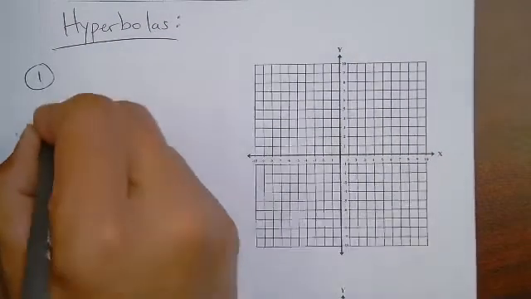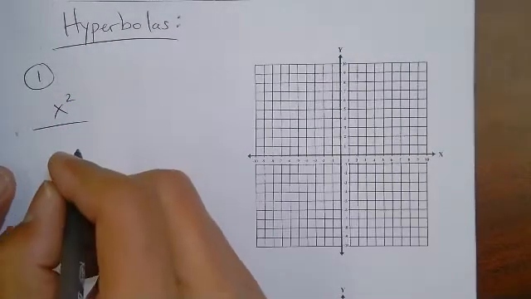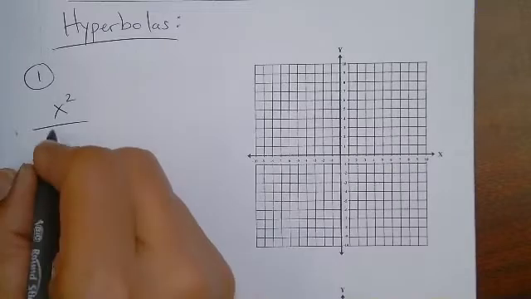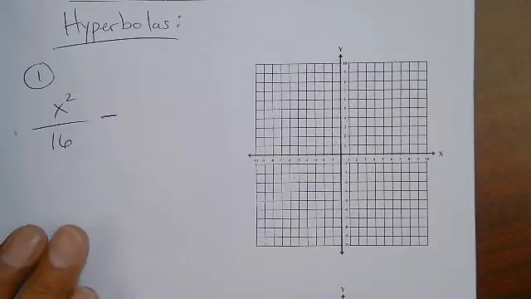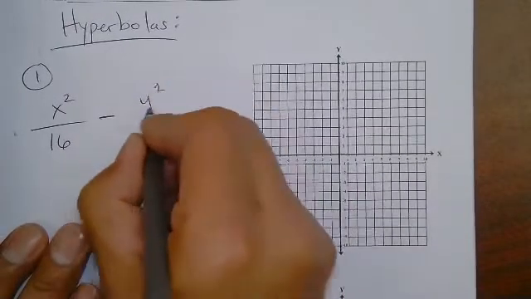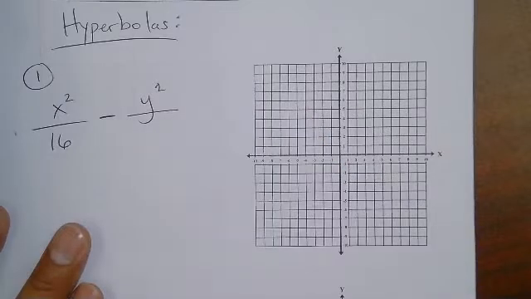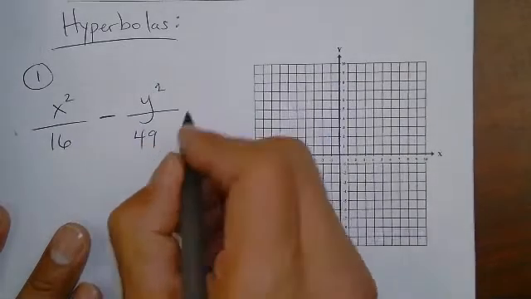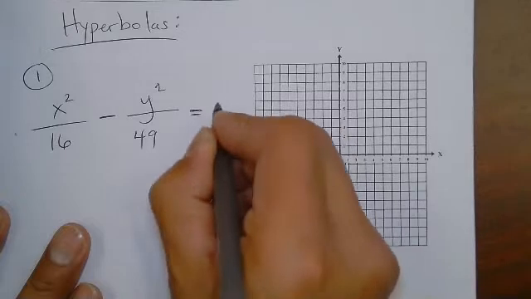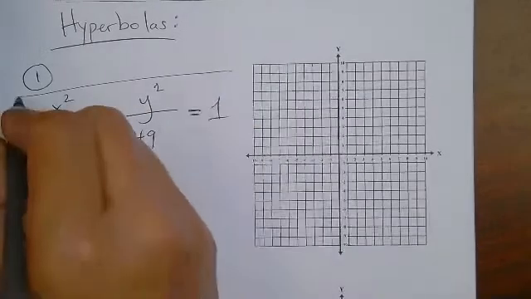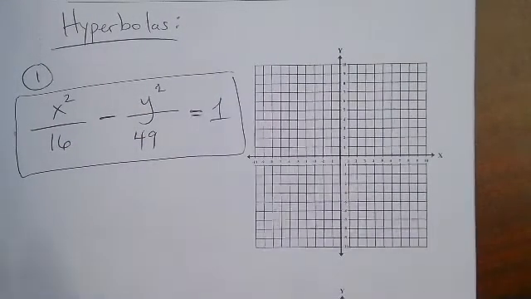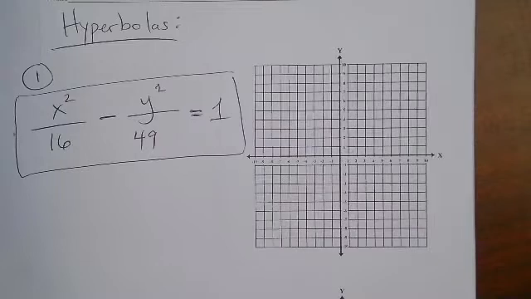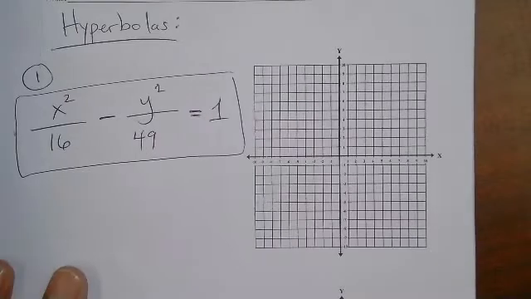Number 1. Go ahead and write x squared over 16 minus, remember hyperbolas are minus, y squared over 49 equals 1. I bet you can tell me already a lot about this. What can you guys do with this? What can you tell me?